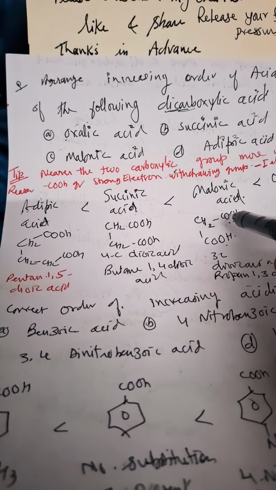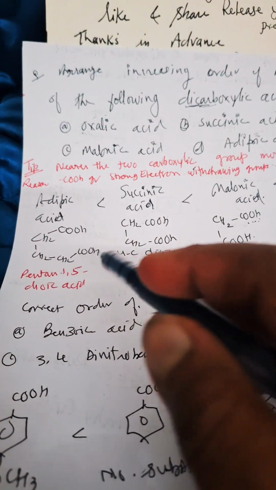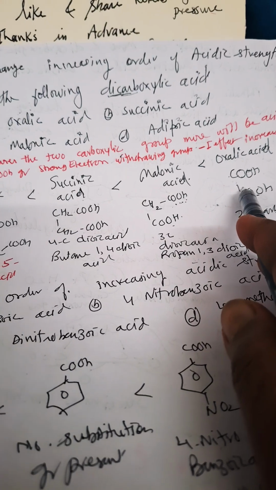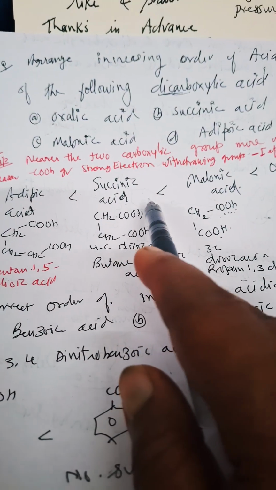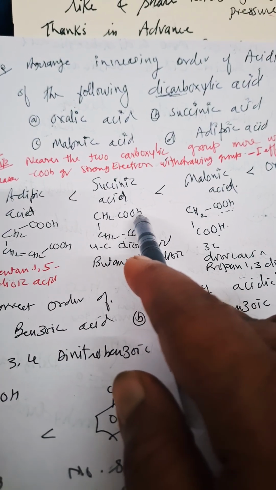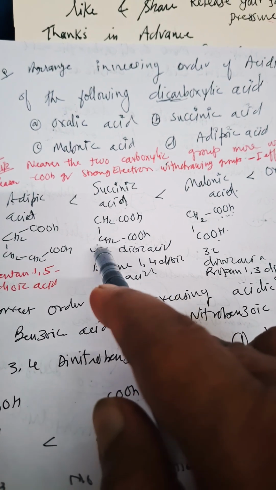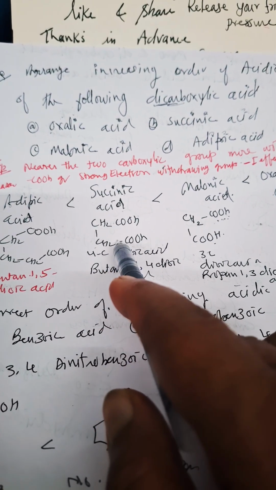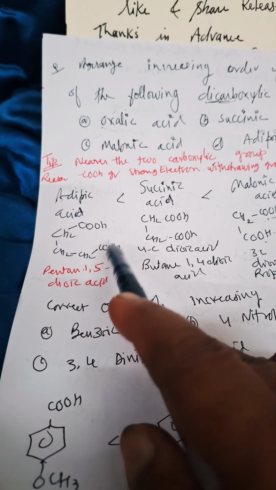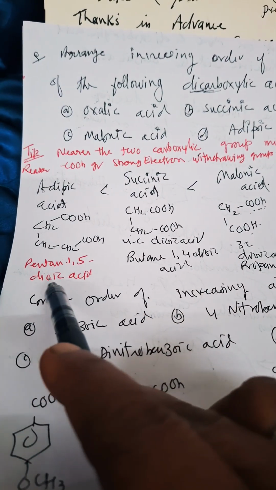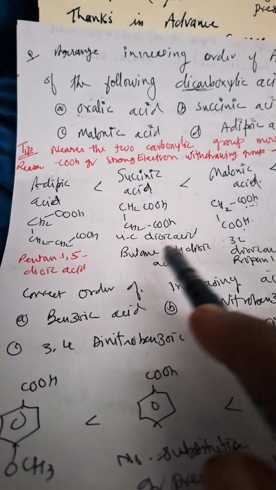As the distance of COOH goes farther and farther, acidity decreases. So this is less acidic than oxalic acid, but more acidic than succinic acid. Why? Because in succinic acid the COOH group is farther, two methylene groups are present over here, so it is farther away, at the 1,4 position. And this is least acidic among the given because it is 1,5 pentane dioic acid. Clear to you? Very easy.